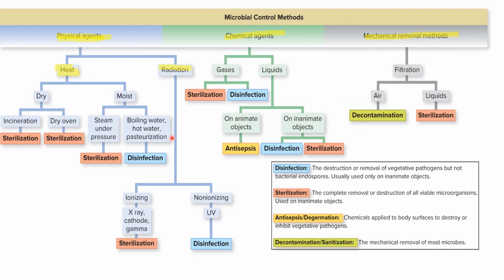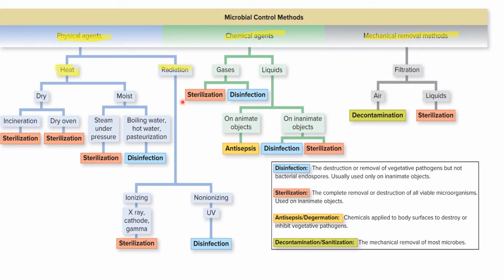It's not sterile because it is still going to contain microbes. But what we're doing with the pasteurization process is reducing the microbial load to safe levels. Or we can use steam under high pressure. This is going to sterilize and kill everything, including the endospores. With disinfection, as I said, you're not killing the endospores.